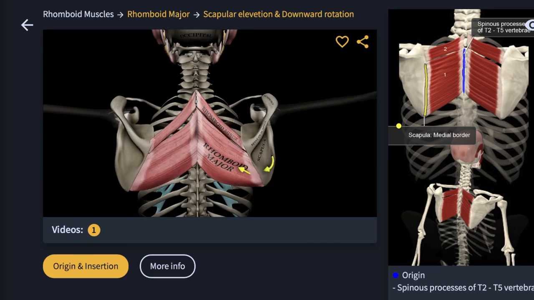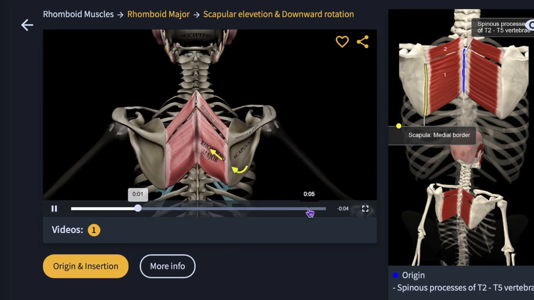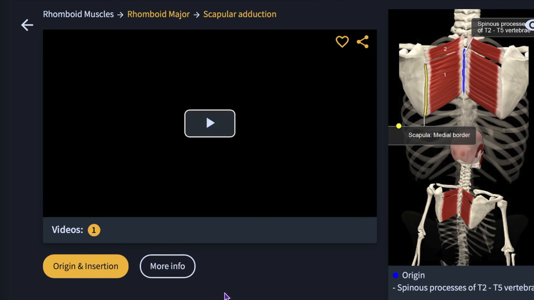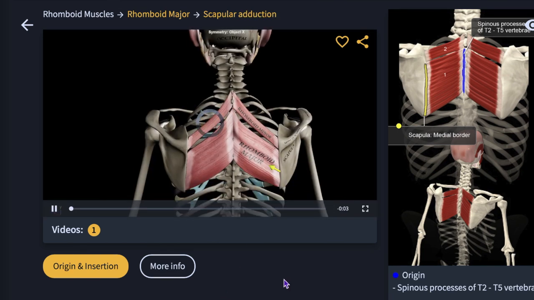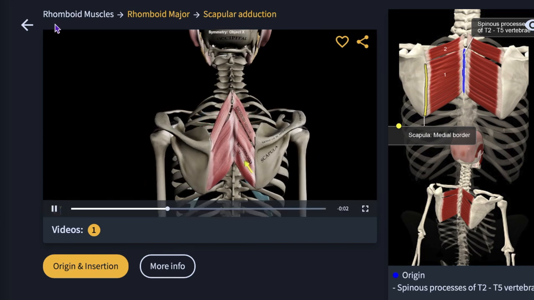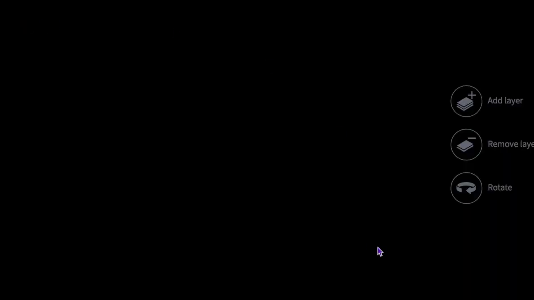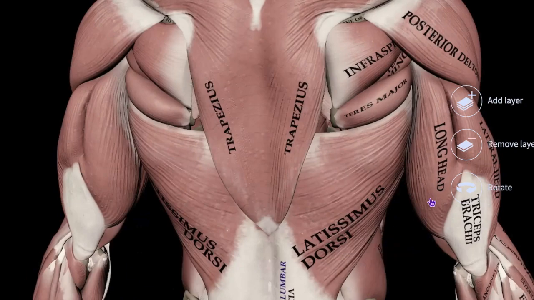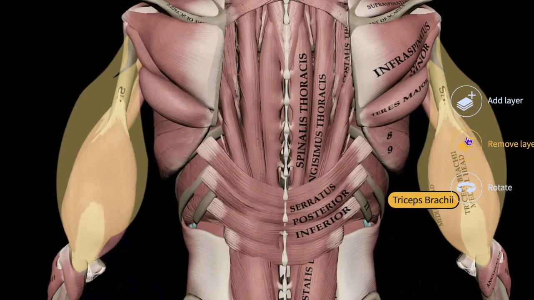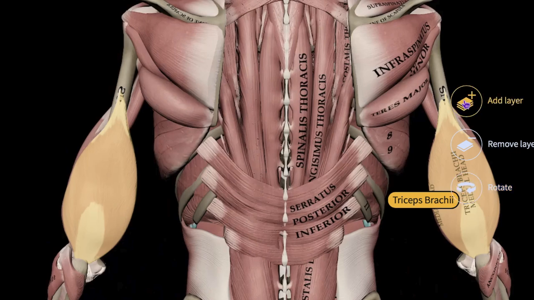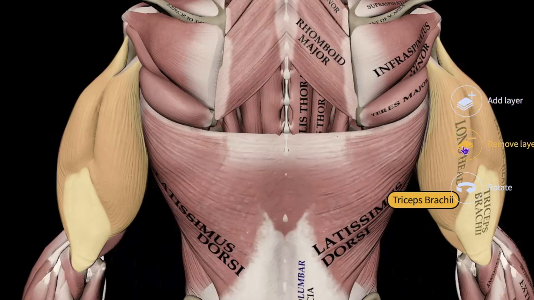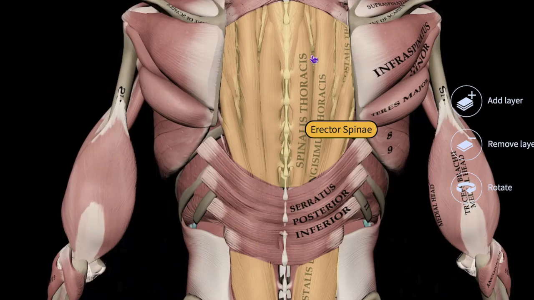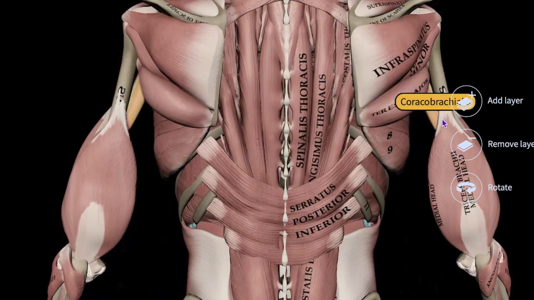All right, so that pretty much wraps it up for rhomboids. It's very lovely. It's a great way. You can see how deep this is to the body. And I'll just go one more layer off. There's rhomboid. And then you can see underneath it are the spinal erectors.